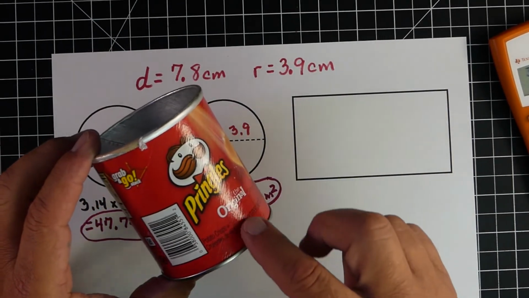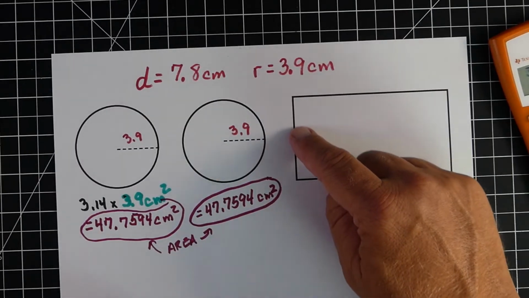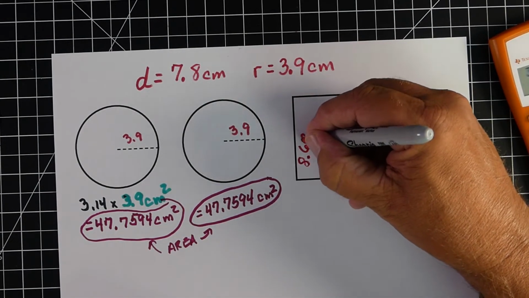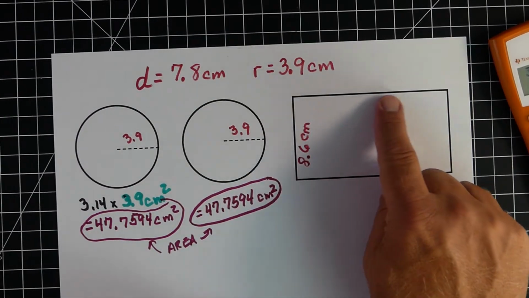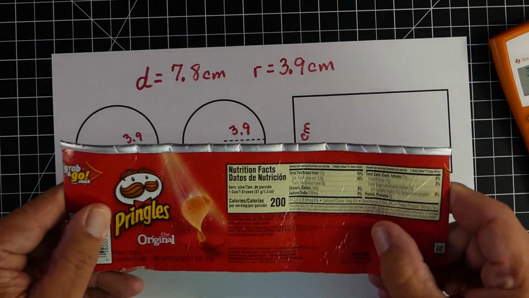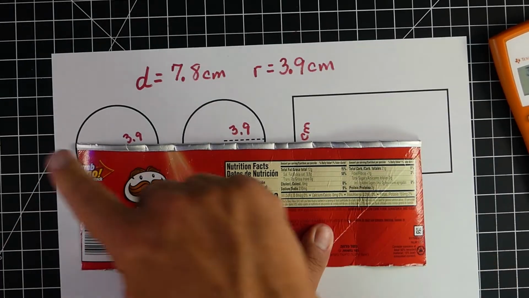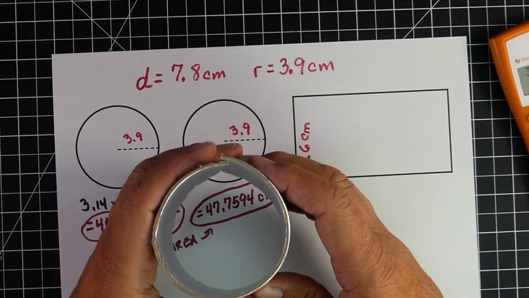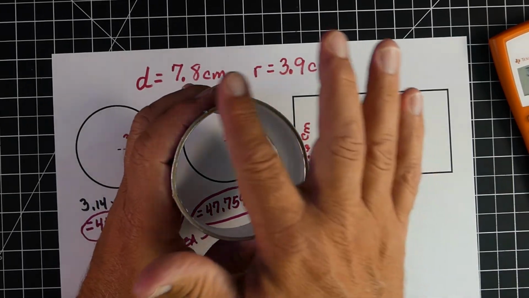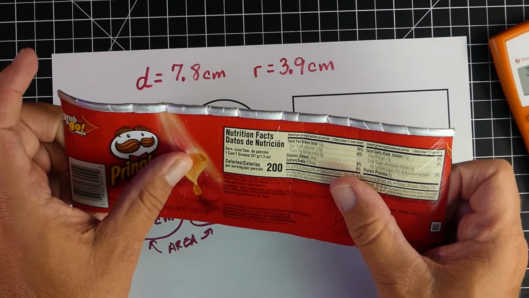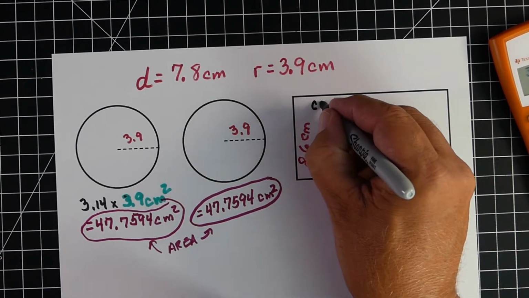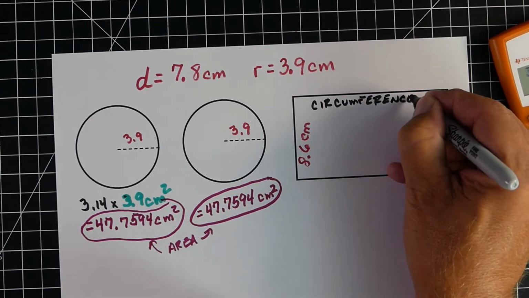So now we're going to get into this rectangle part. That height right there of the rectangle is the same height as the Pringle can, in this case 8.6. Here's the part that, again, is usually where people mess up. This distance for the rectangle is the same as the distance around the circle. And again, that's the circumference. So what we're going to have to do to calculate that distance of the rectangle is find the circumference.